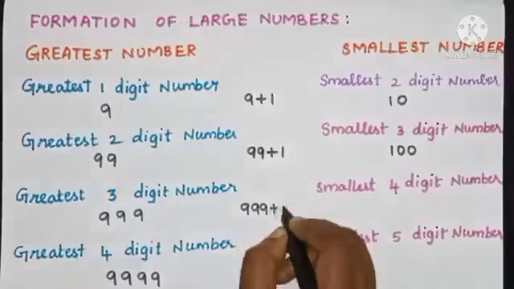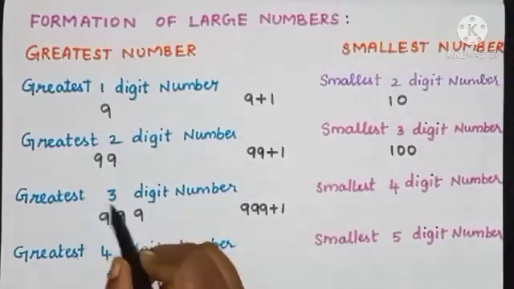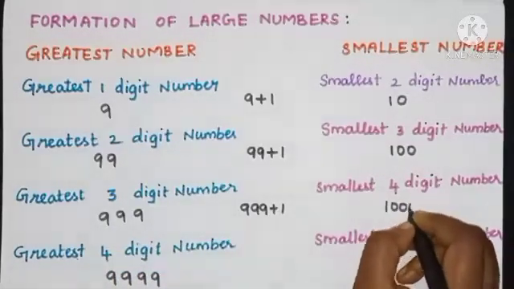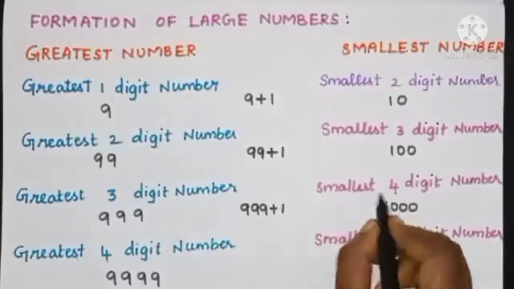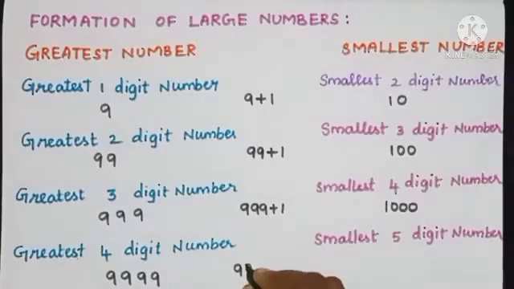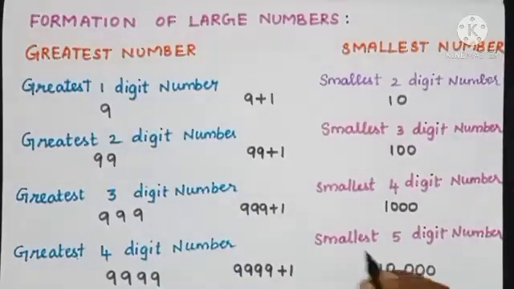999 plus 1, that is, adding 1 to the greatest three digit number, you will get the answer as 1000. 1000 is the smallest four digit number. When you add 1 to the greatest four digit number, 9999 plus 1, you will get the answer as 10,000. 10,000 is the smallest five digit number.